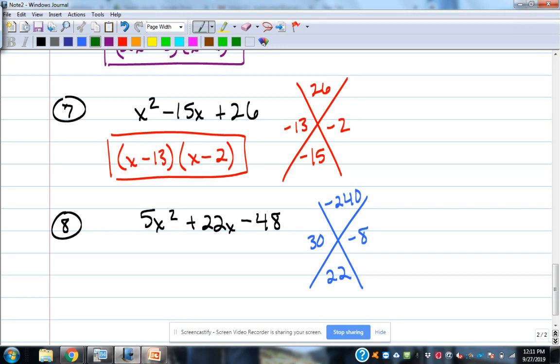All right, can we take a shortcut? Oh, man. So 5x squared. Which one do you want to put first, the 30 or the 8? 30.